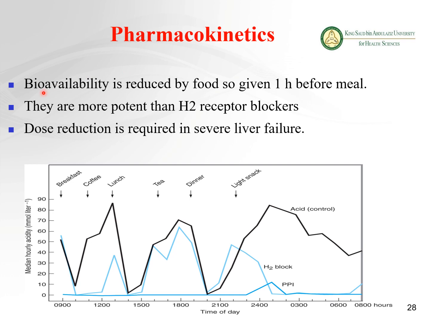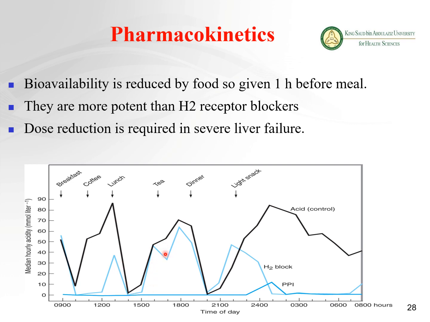If you look into the pharmacokinetics, the bioavailability is reduced by food, so that's why it has to be taken 1 hour before meals. They are more potent than H2 receptor blockers. So if you look into the graph, this is the normal release of acid from the stomach during the day or night.